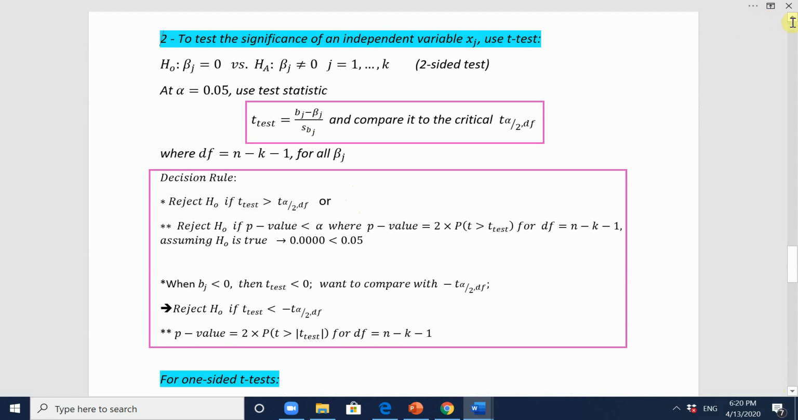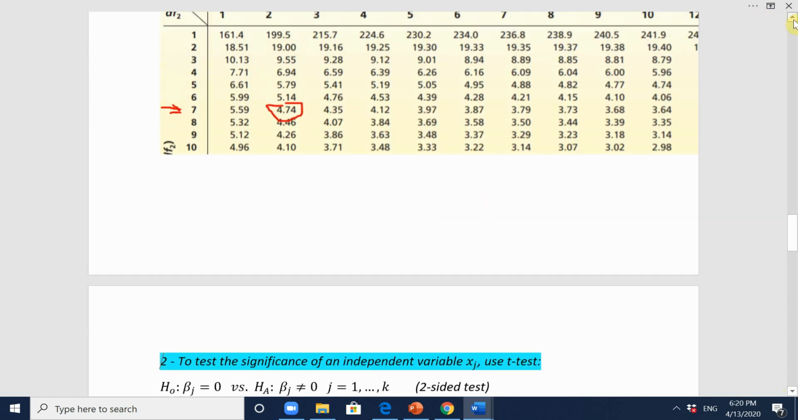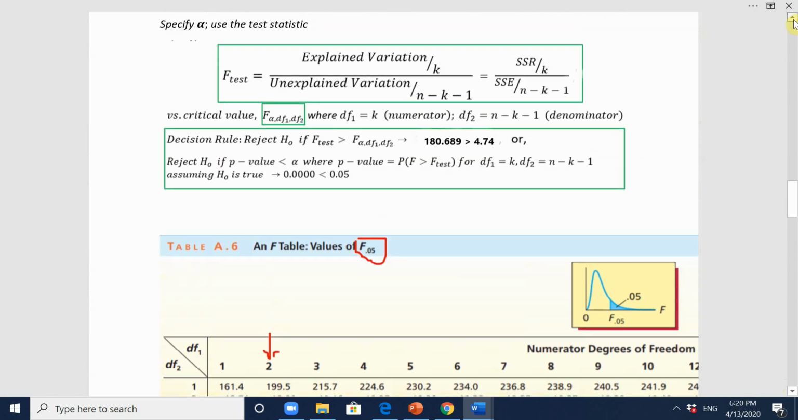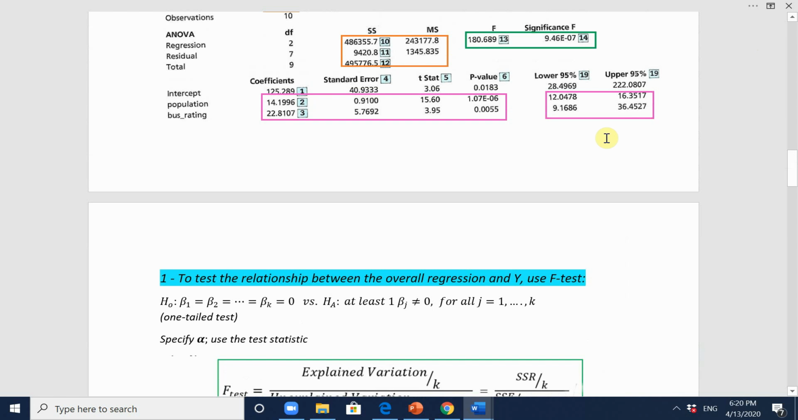Okay, so let's quickly look at our Excel output to see what we're actually getting for the test statistic. You will get the test statistic value in your output, right? It is given to you. So for instance, for independent variable x2, which is business rating, I see that I get a t-test value of 3.95, okay? And so I need to compare that, of course, to a critical t-value.